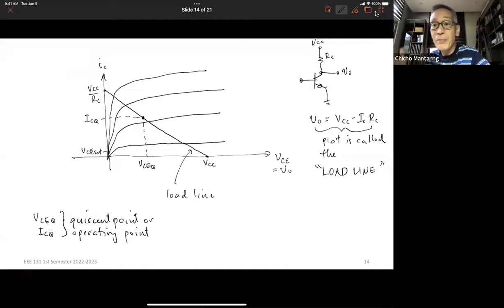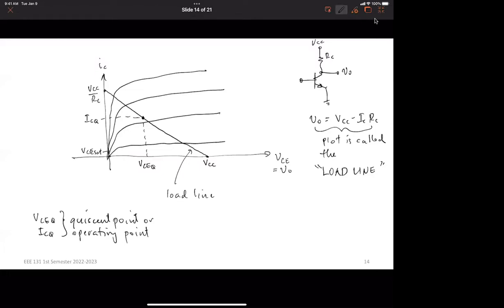Now, if you don't have any idea, maybe a good initial guess would be at VCC over 2 for this particular case. Kasi ito yung VCC natin, ito halos nasa gitna. But it really depends on the configuration of your amplifier. In other words, there's no definite answer to that. It depends. Did I answer your question satisfactorily?